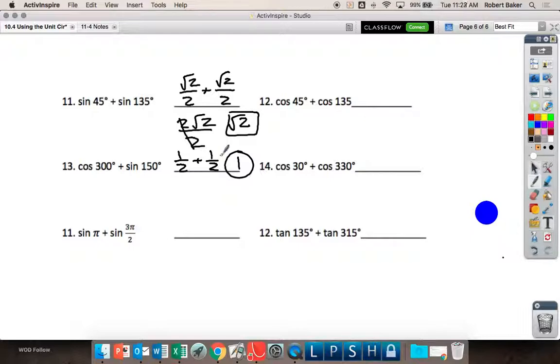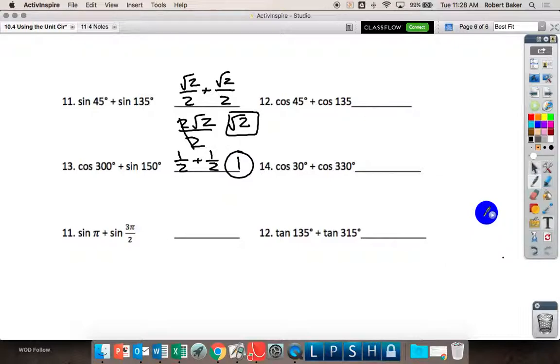Which one? 14, 12 at the top or 12 at the bottom? 12 at the bottom. Why would you pick that one? Because it's the hardest. Tangents. They're tangents, right? So tangents involve a little more work. Now we have to do the tangent of 135 plus the tangent of 315.